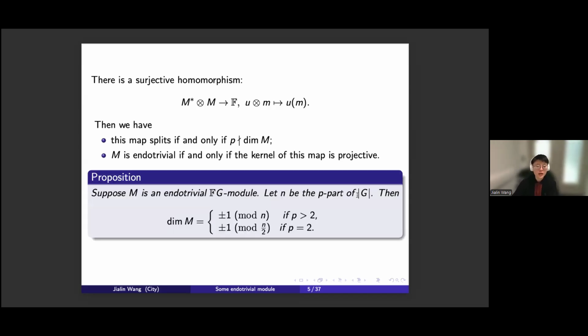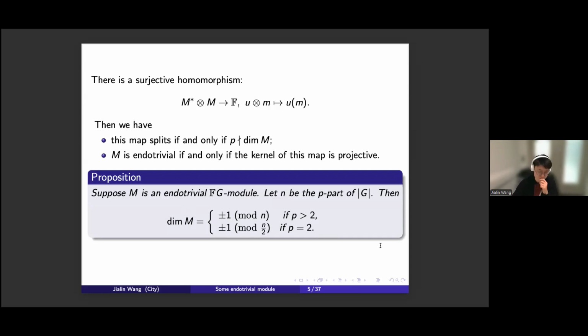Now, we can say more about the dimension of an endotrivial module. Let n be the p-part of the order of G. Then the dimension of an endotrivial module M is either plus or minus 1 mod n if P is not 2, or plus or minus 1 mod half n if P is 2.